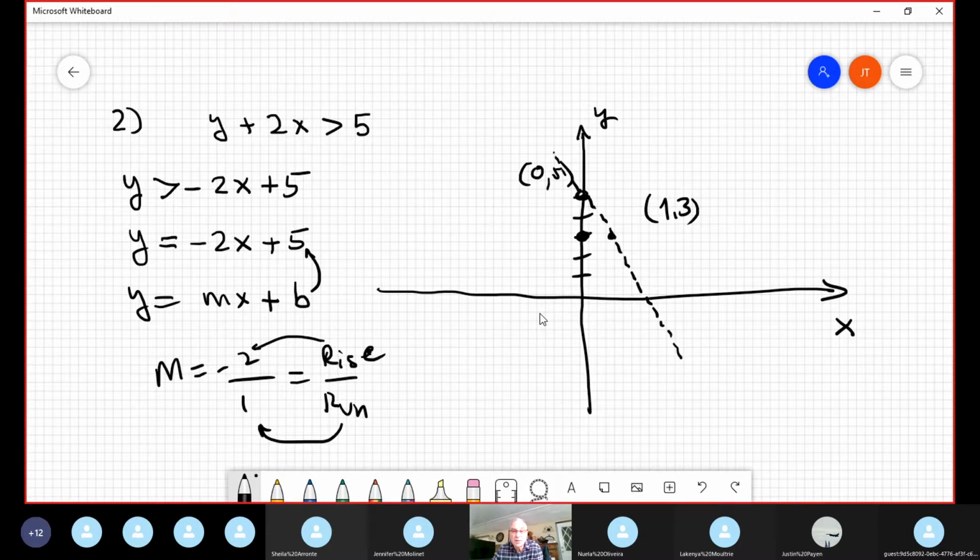Why a dotted line? Because there is no equal. Greater than or less than, no equal, is dotted. Greater than or equal, or less than or equal, is solid. So it's easy to remember: equal, solid. No equal, dotted. And now it's greater than, so you shade above the line. This is my solution.